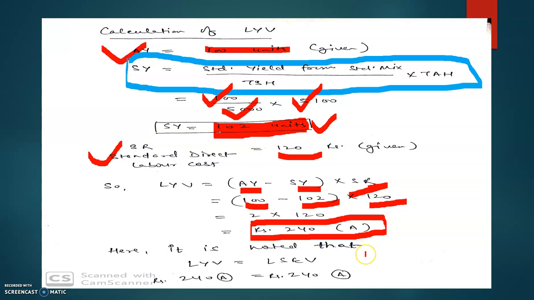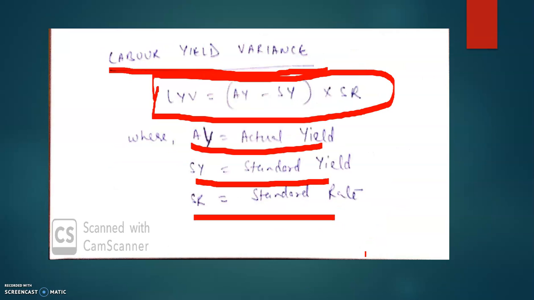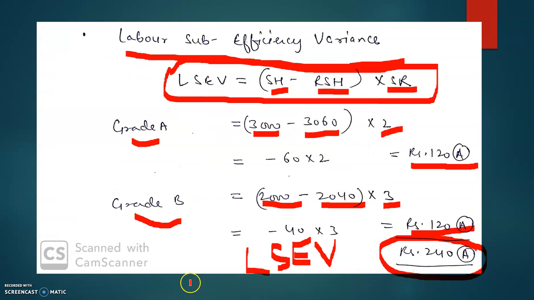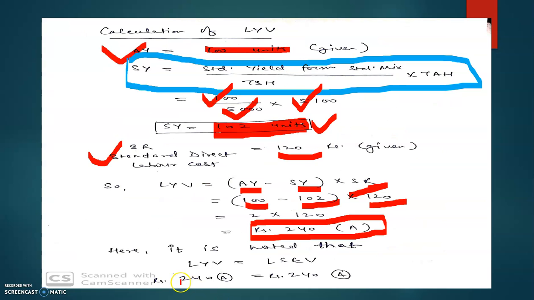And if we want to check, we can check that LYV is equivalent to LSEV. LSEV and LYV are equivalent, that is 240 rupees adverse. I hope this answer is also clear to all of you.